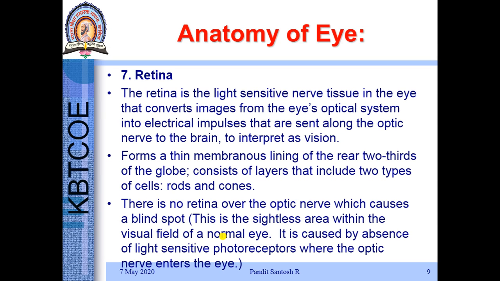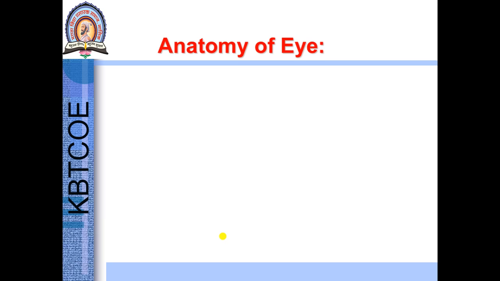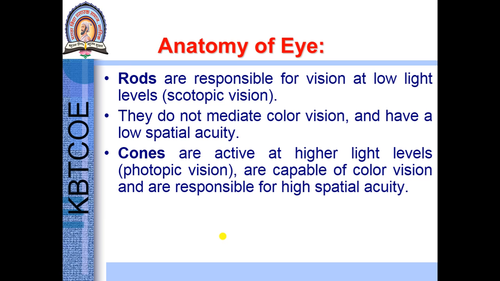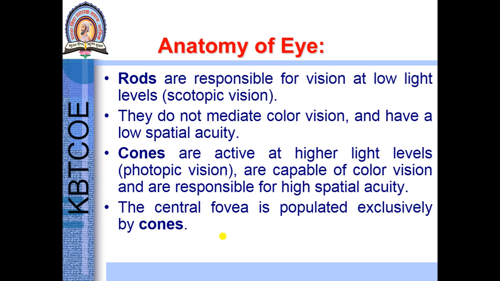Retina is the light sensitive nerve tissue that converts the images. It fires the neurons. It produces electrical impulses and that image is carried through the nerve tissues from the retina to the brain. Again we have these rods and cones. Rods are responsible for vision at low light levels and cones are capable of color vision. They are active at higher light levels.